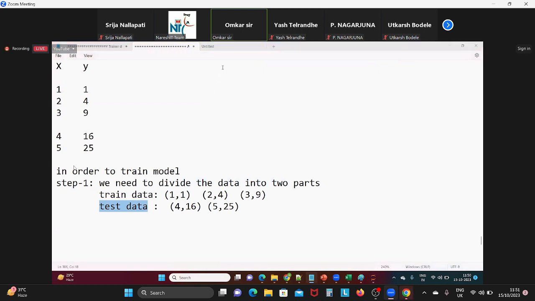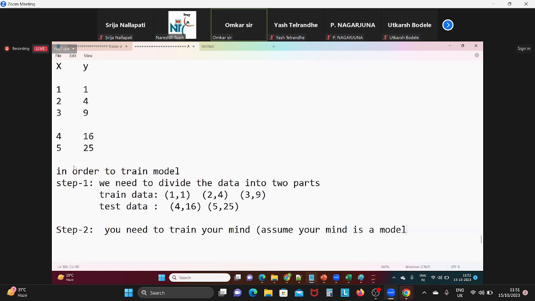Okay. Now you need to develop the model. Now you need to train your mind. Imagine your mind is the model. You need to train your mind. That's why AI comes, right? Artificial intelligence. Assume your mind is a model.